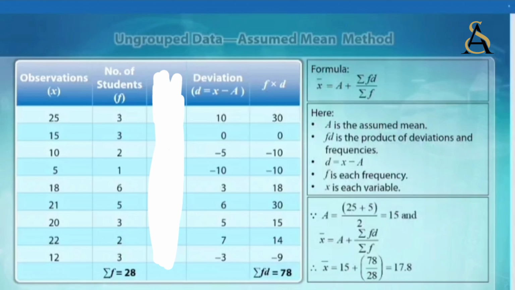After this we are going to add all the values of fd and get sigma fd, which is 78, and also we are going to add the values of the frequency, which we have got as 28. After receiving all the values, A is 15, sigma fd is 78, sigma f is 28. So when we put the values in the formula A plus sigma fd by sigma f, we get the arithmetic mean as 17.8.